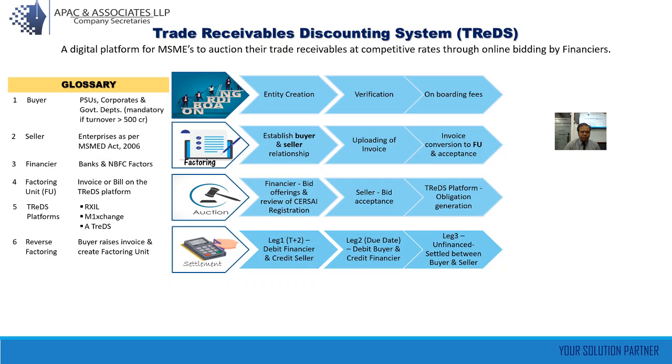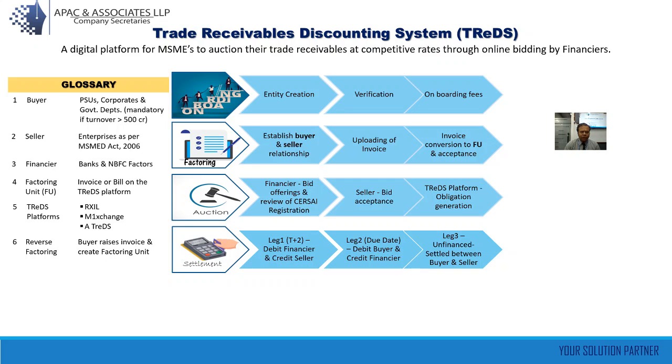After the auction process, the next step involved is the settlement process, which is the mechanism that ensures timely settlement of funds. There are 3 legs involved in this process. In leg 1, on acceptance of the bid by the seller, the financier is required to disburse the agreed amount to the seller within 48 hours thereof, that is, T plus 2 days.